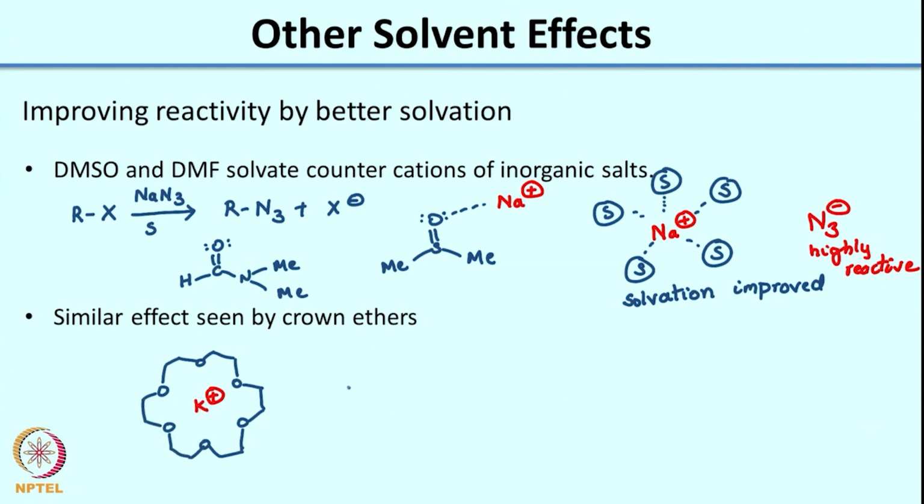So, what is seen is if you do a reaction where you have RX plus potassium fluoride and you are trying to generate RF in an organic solvent, it is very difficult to dissolve potassium fluoride in an organic solvent. But if you add crown ether, what it does is it coordinates to potassium and makes F minus available for the reaction. So, essentially it solvates KF very nicely in the organic solvent. So, these are some of the solvent effects that are seen.